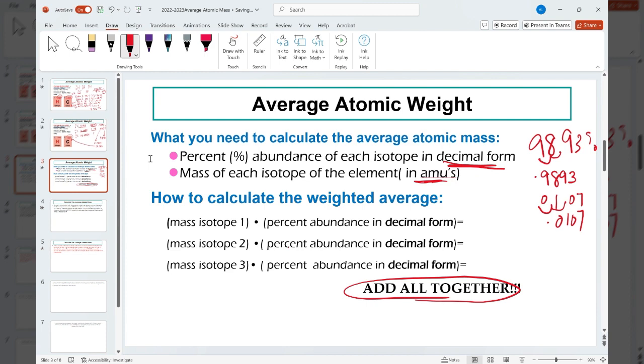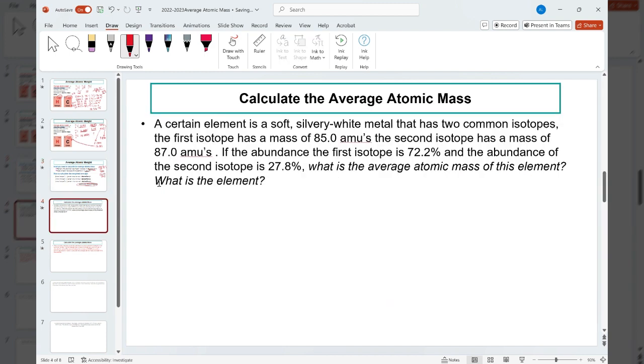So let's do 2 examples here. Here's the first one. Calculate the average atomic mass or weight, same thing. A certain element is a soft silvery white metal that has 2 common isotopes. The first isotope has a mass of 85.0 AMUs. You are required to show your work. I like to write all my information down. It has a mass of 85 AMUs. The second isotope has a mass of 87 AMUs.